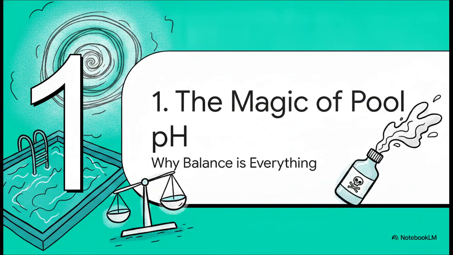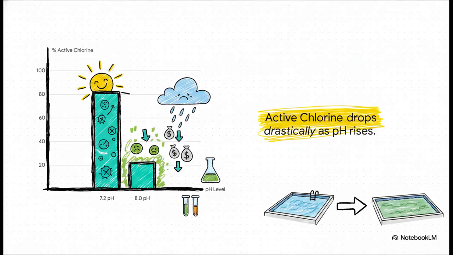Section 1, the magic of pool pH and why balance is everything. Before we even think about touching harsh chemicals, we really need to understand the why behind them. And this really illustrates what happens when we just ignore pH. Look, when your pool's pH is sitting at a slightly acidic 7.2, about 65% of your chlorine is actively working to kill bacteria and algae.